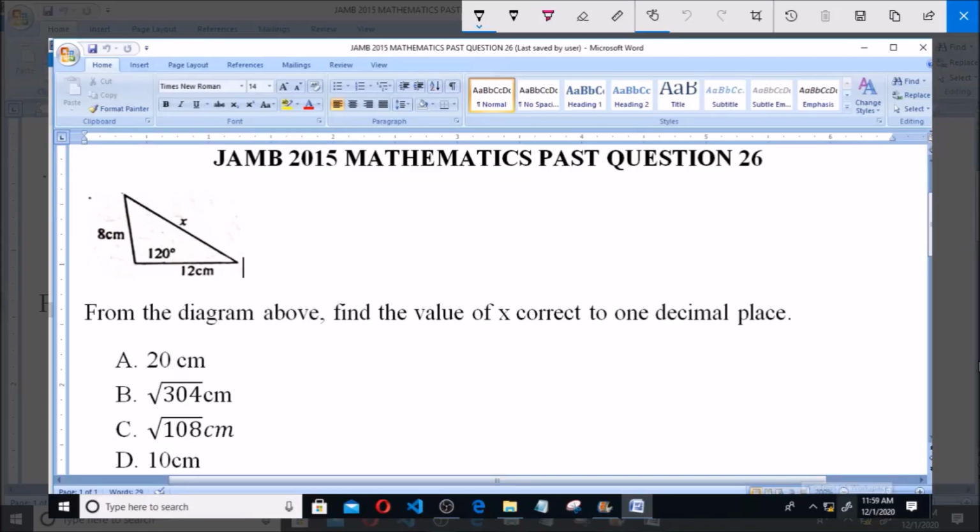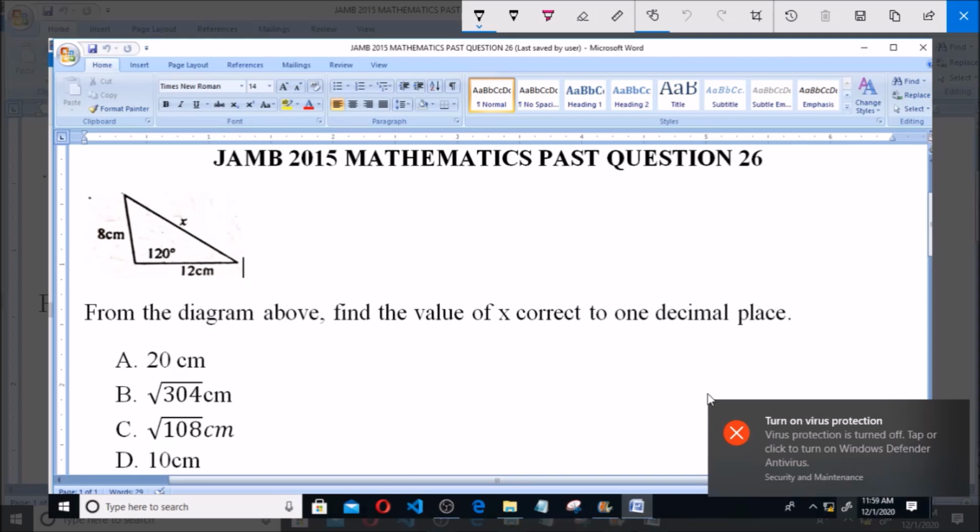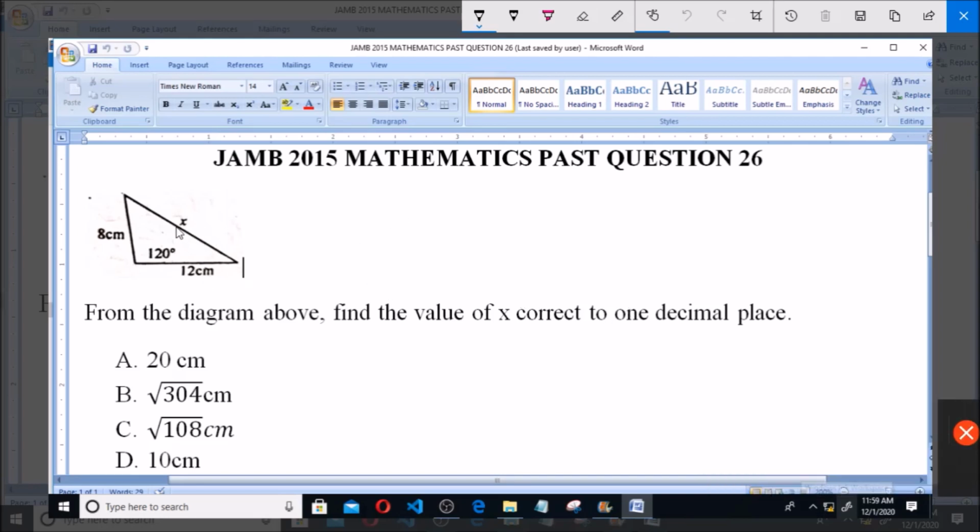Good day and welcome. I'll be answering JAMB 2015 Mathematics Past Question 26. From the diagram above, find the value of x correct to one decimal place. Now, we have two sides of this triangle given to us, 8 cm and 12 cm, and this side x, and then we have the angle opposite x given to us at 120 degrees.